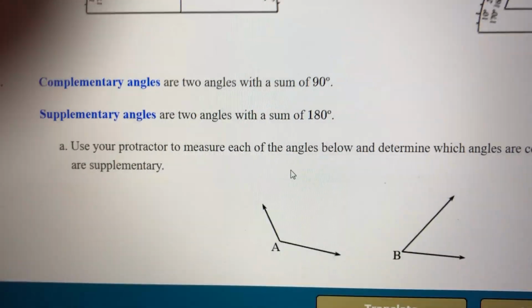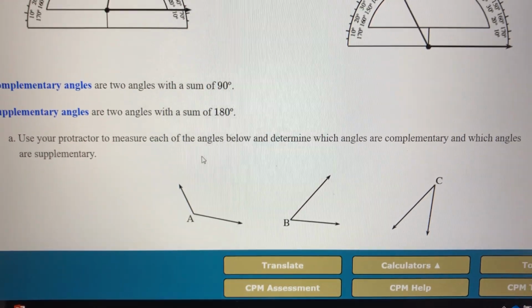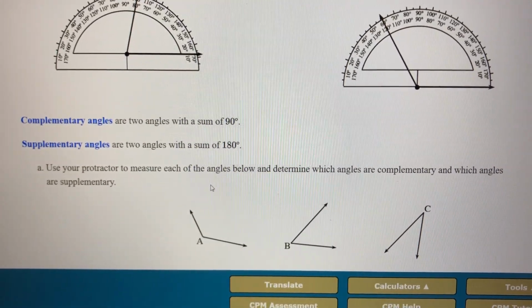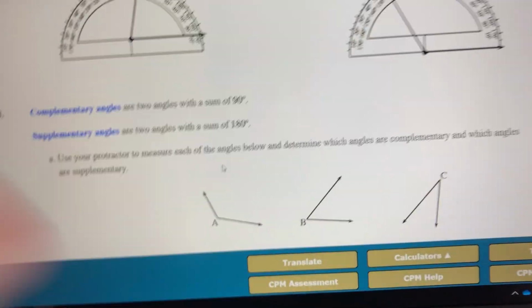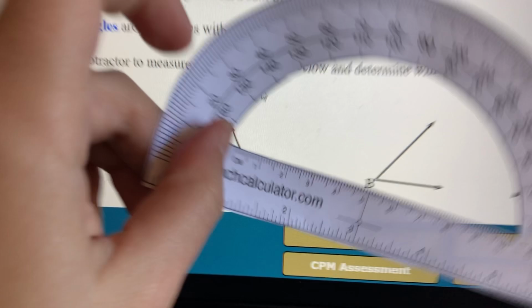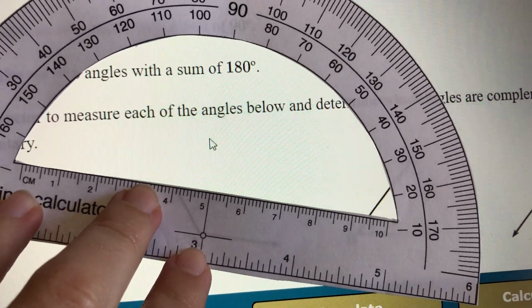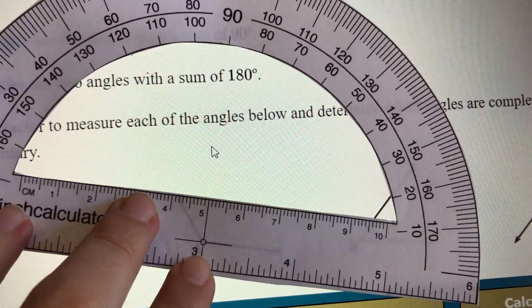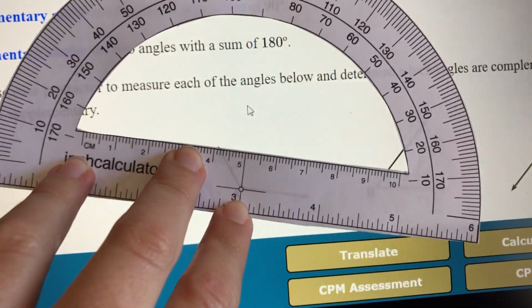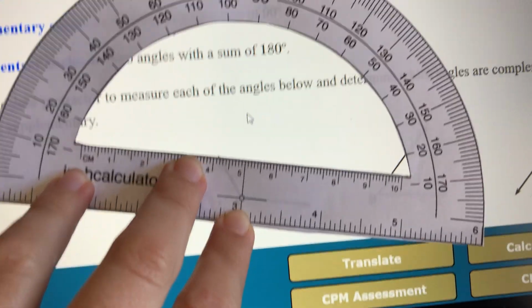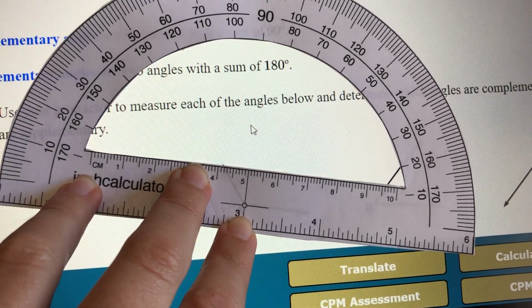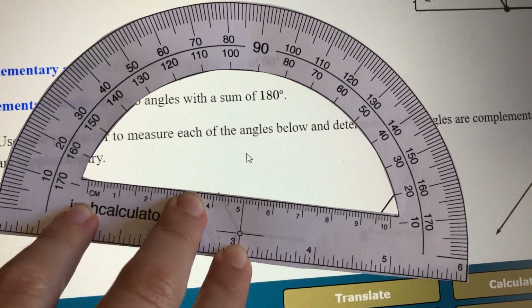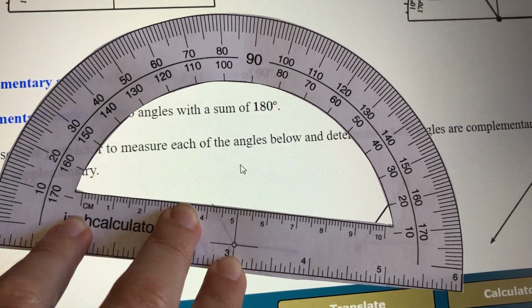So we're going to use our protractor to measure each of our angles and determine which are complementary and which are supplementary. Where is my protractor? There it is. All right, so let's do angle A. Let's measure it. Sorry if I'm making you dizzy here with my camera work. There we go. I know my protractor is quite big and it's hard to see where the line's going to go, but it looks like the line is at 120 degrees because it's an obtuse angle and it looks like it's pointing to 120.